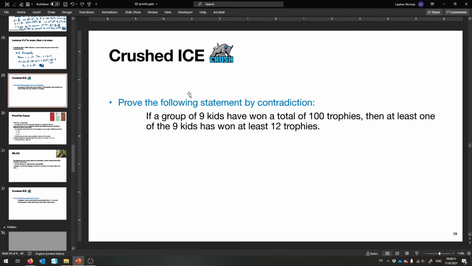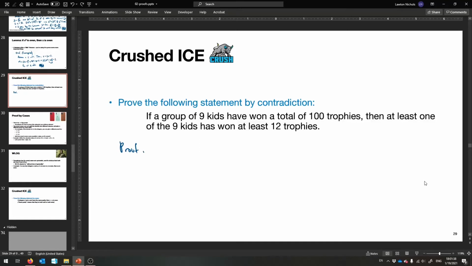So prove the following statement by contradiction. If a group of 9 kids won a total of 100 trophies, so they were competing for something, then at least one of the 9 kids won at least 12 trophies. Okay? So give that a try. And so by contradiction, we get to assume that this is not true. So there's a group of 9 kids, they won 100 trophies. At least one of the 9 kids won at least 12 trophies.